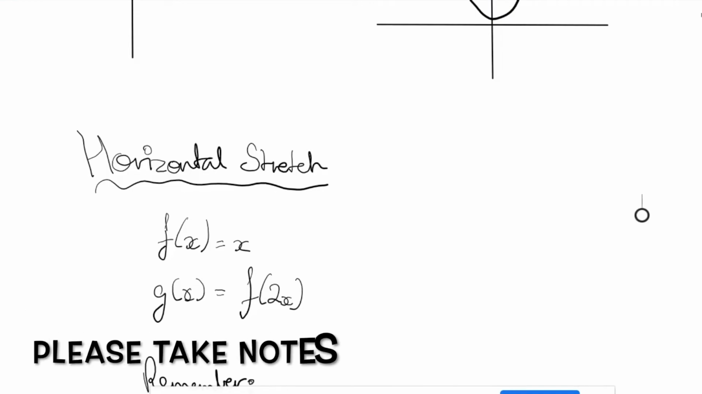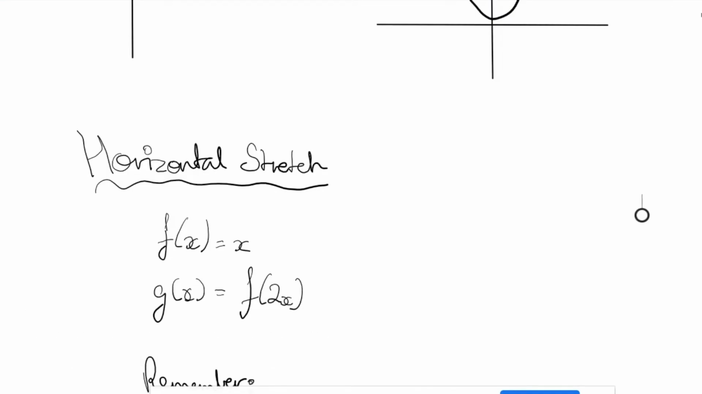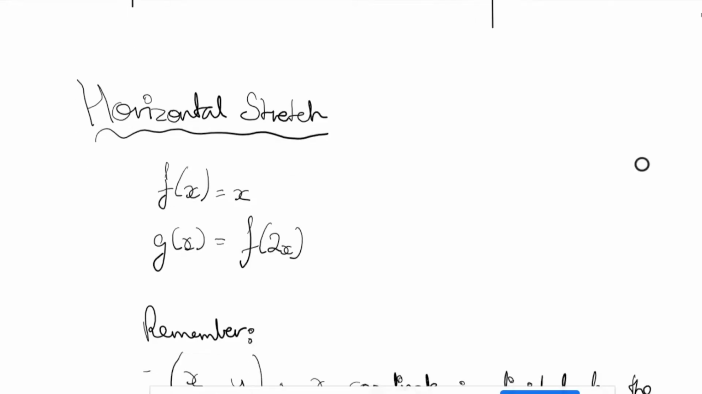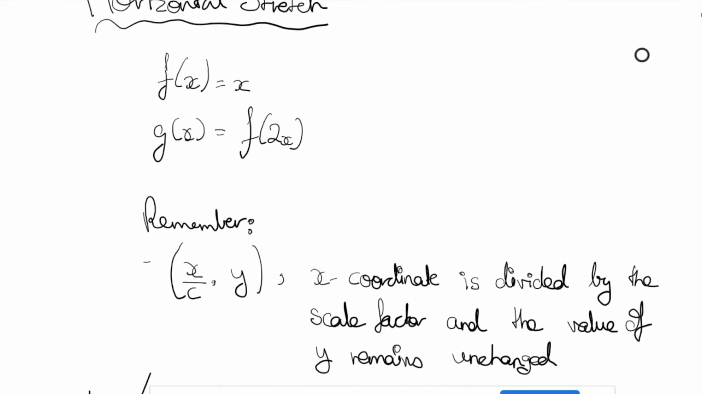Now let's move on to horizontal stretch. Horizontal stretch is written as f of x is equal to x, and then g of x is equal to f of 2x, 2 inside the bracket. In horizontal stretch, we have to remember it's (x over c, y). The x coordinate is divided by the scale factor, which I've written as c over here, and the value of y remains unchanged.